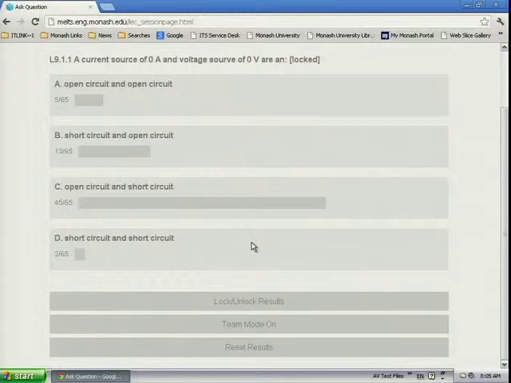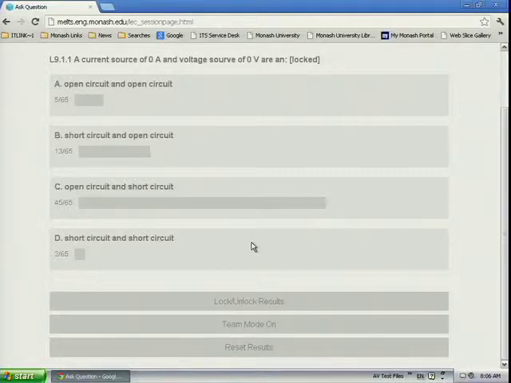A current source of 0 amps is an open circuit. A 0 amp current source means I equals 0 in that branch of the circuit, no matter what. I equals 0, well, that's an open circuit. No current flowing through it. On the other hand, a voltage source of 0 volts says V equals 0. V equals 0, that's the equation of a short circuit. There's no voltage across that element no matter what. Well, that's a short circuit. So C is correct. A current source of 0 amps is an open circuit. A voltage source of 0 volts is a short circuit.